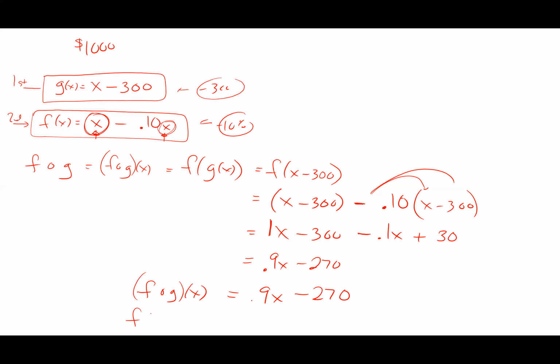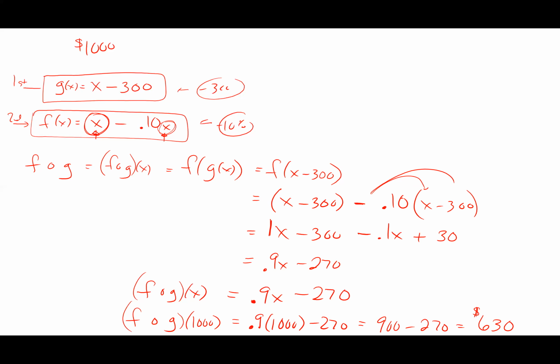So my question to you is this. What is f composed with g of 1,000? So if you were to plug 1,000 into that, what would you get? Let's go with it here. So 0.9 times 1,000 minus 270 gets you, so 0.9 times 1,000 is 900, and 900 minus 270 gets you 630. That's it. That is how cool it is. So we made a function that does the work of both functions at the same time.